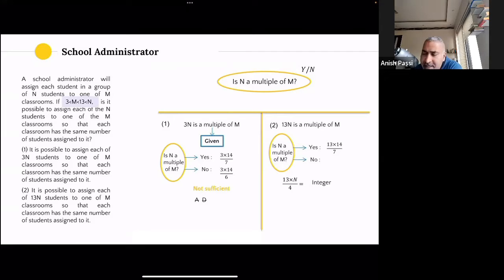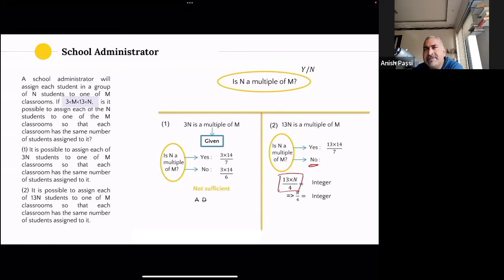So 13 times n upon 4 is an integer. That is, let's say, what if m were 4, I'm thinking. This is an integer. But for this whole thing to be an integer, n by 4 would need to be an integer, because 4 is not getting cancelled with 13. Right? But then that again means that the answer is yes. We're looking for a no case. n should not be a multiple of m for the no answer.